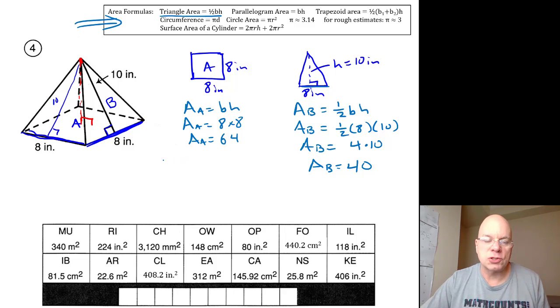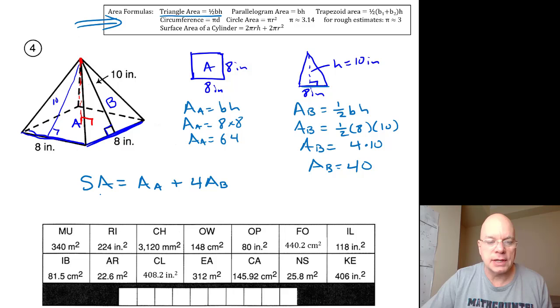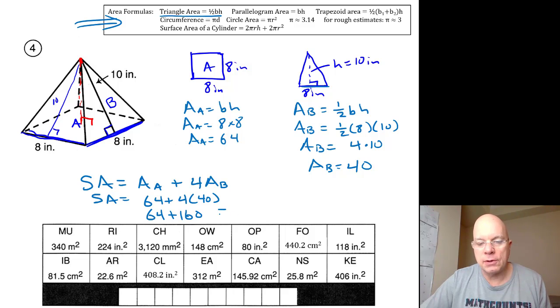And we talked a lot last week about every polyhedron having a different surface area formula, depending on how many faces are congruent. There's only one of those square faces, so there's only one area A, but there are multiple area Bs. Every single one of these triangular faces is congruent. All 4 of them are congruent, so plus 4 times area B to get the total surface area of 64 plus 4 multiplied by 40, or 64 plus 160, for a total surface area of 224.